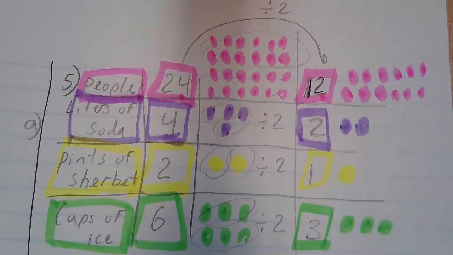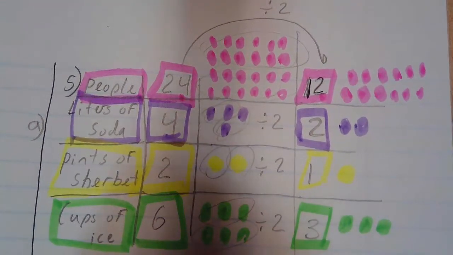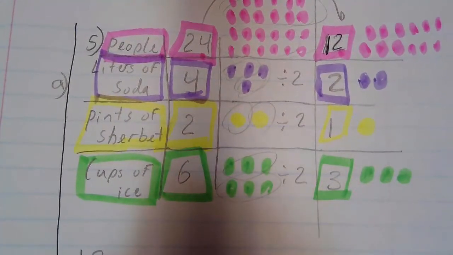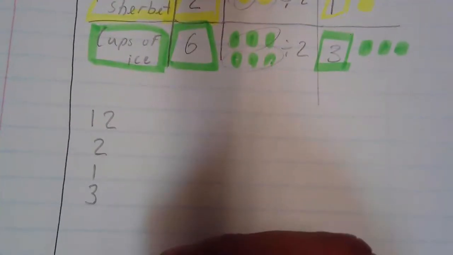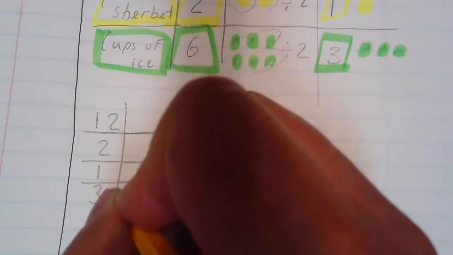part B. Because now it says, okay, what if we need to serve 36 people? Now, just to help me out here, I'm going to rewrite what I wrote over there. I have 12, 2, 1, 3. Okay, there we go. Now, here's the deal. I'm not going to draw the dots for this one because I think you kind of get the idea, I hope.